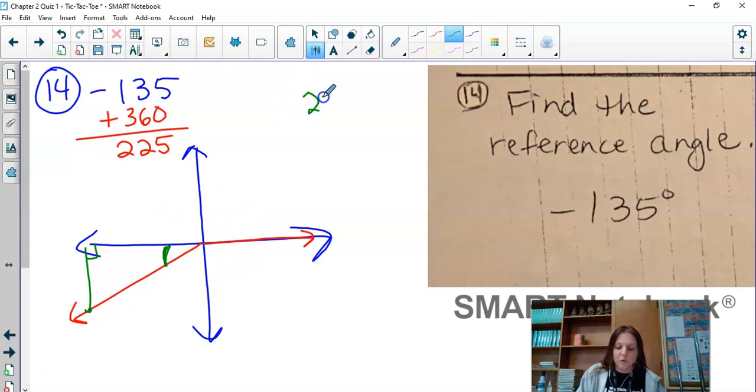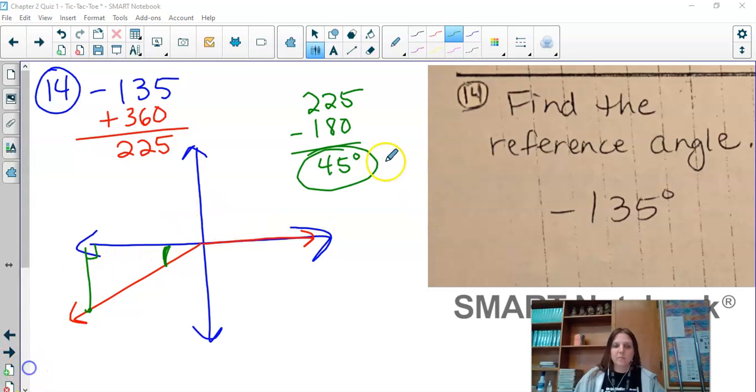Okay, so we rotated all the way around. That was 225. I need to take this part out to figure out what's left. This rotation part up here is 180 degrees. So if I subtract that out, that will give me my reference angle. And I got 45 degrees. So the reference angle is 45 degrees.